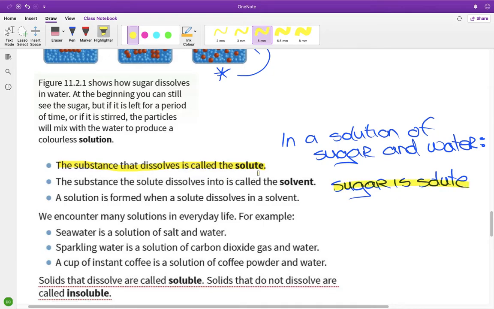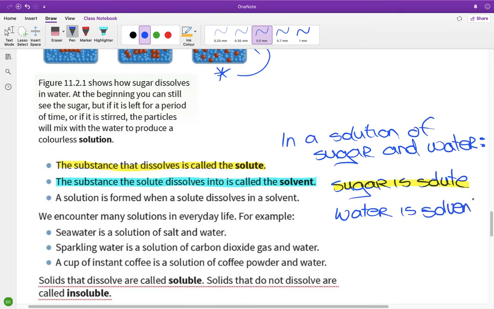The substance that dissolves is called the solute. So in the example above, in the solution of sugar and water, sugar is the solute. The substance that the solute dissolves into is called the solvent. So again, in that example, water is the solvent. And then a solution is formed when the solute dissolves in the solvent. So we ended up with a solution of sugar and water.